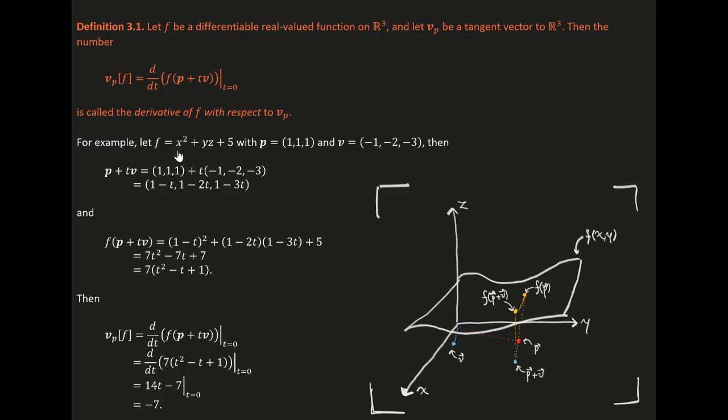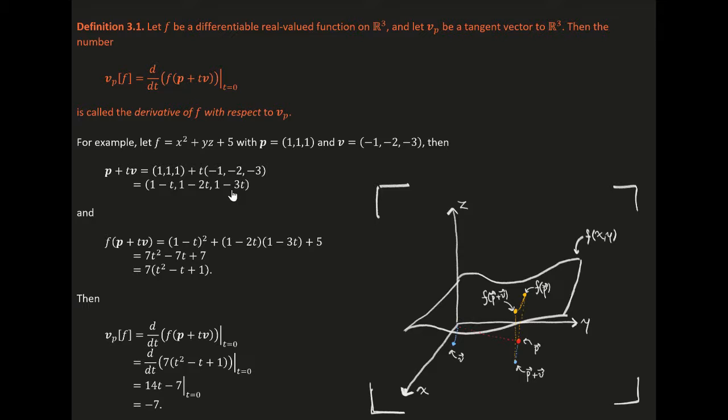Suppose f is equal to x squared plus yz plus 5. And then we'll choose the point (1, 1, 1) for p, and (-1, -2, -3) for v. Then the line p plus t v is simply equal to (1 minus t, 1 minus 2t, 1 minus 3t).